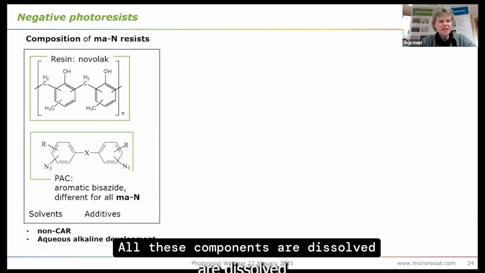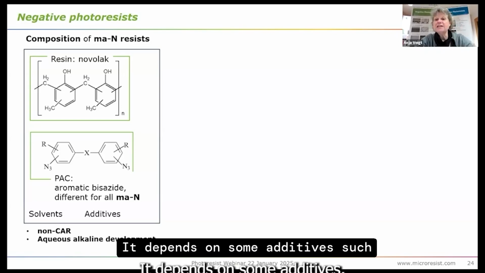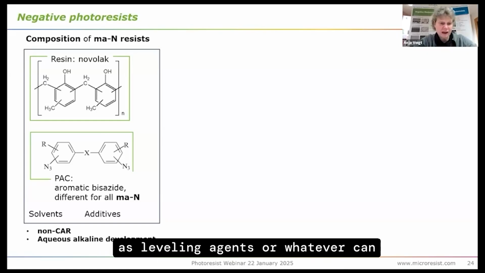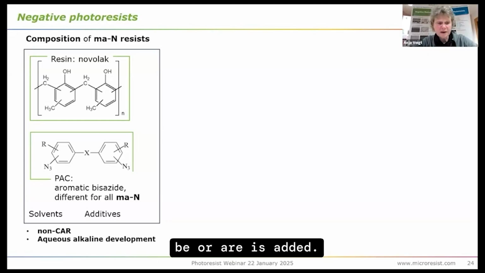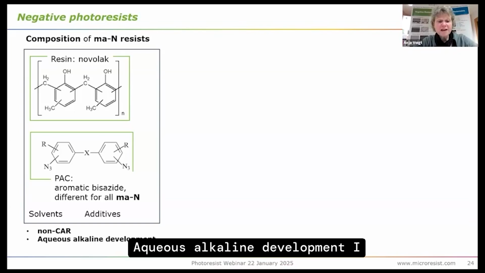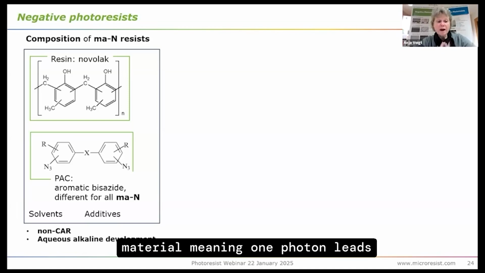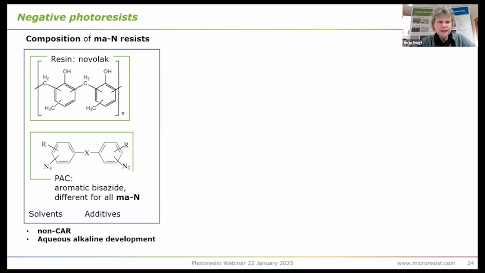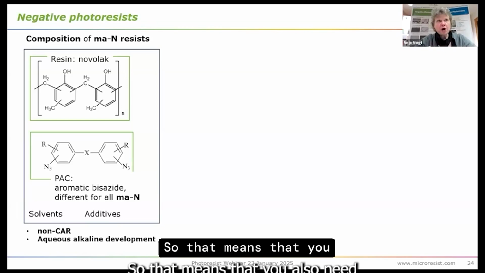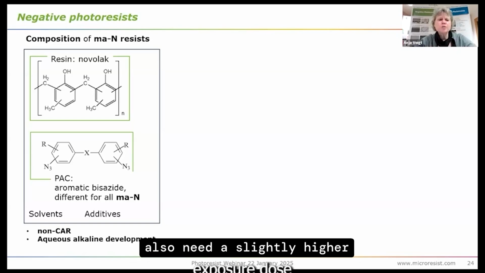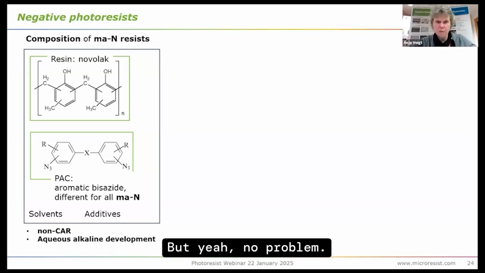All these components are dissolved in a solvent or solvent mixture. It depends, and some additives such as leveling agents or whatever can be added. Aqueous alkaline development I mentioned, and again, it's also a non-chemically amplified resist material, meaning one photon leads to one chemical reaction. So that means that you also need a slightly higher exposure dose than for the chemically amplified resist, but yeah, no problem.